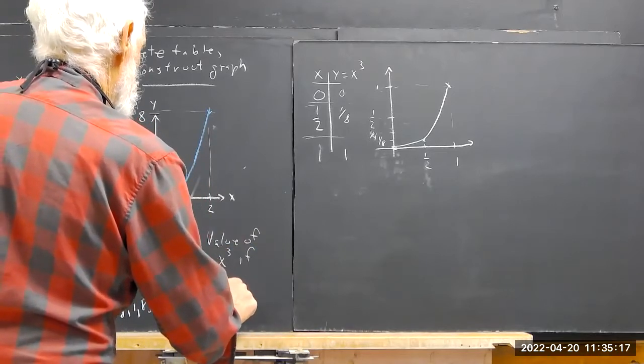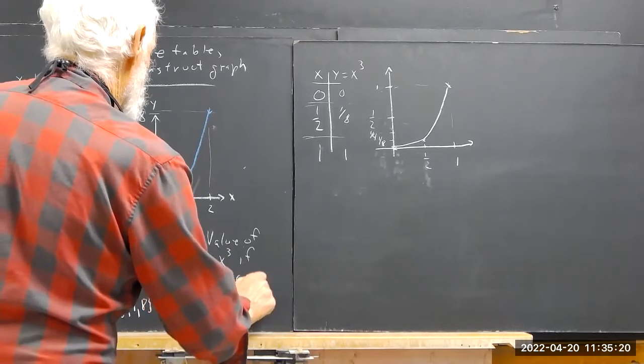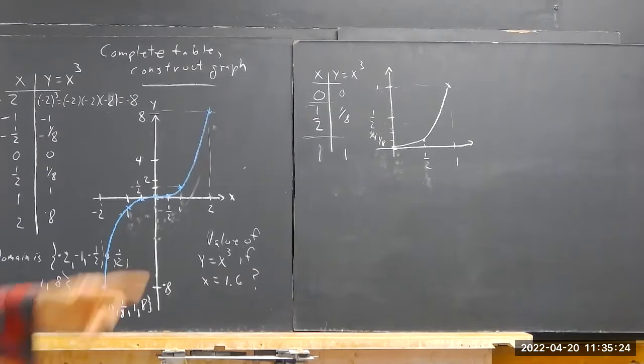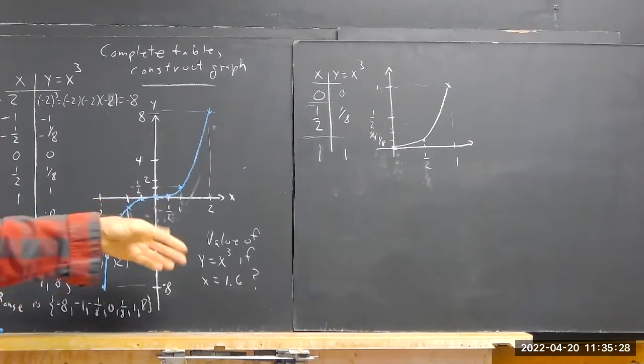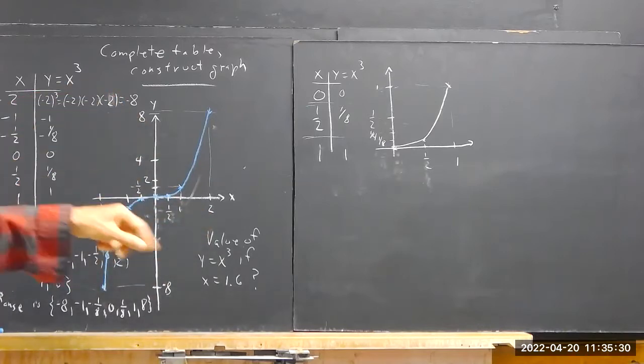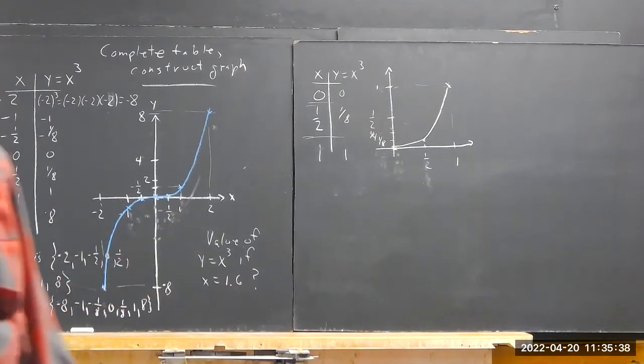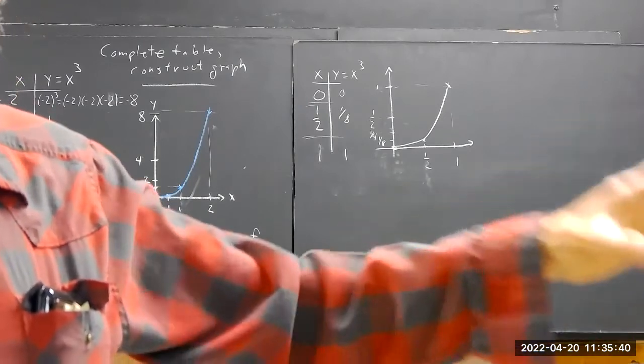X equals 1.6. I'm going to give you a minute, just a minute, to see if you can show me how you would use this graph to answer this question. Of course, you could always put that into your calculator, and that's what you would practically do if you wanted an accurate result, okay? But we want to see how that comes out on the graph.